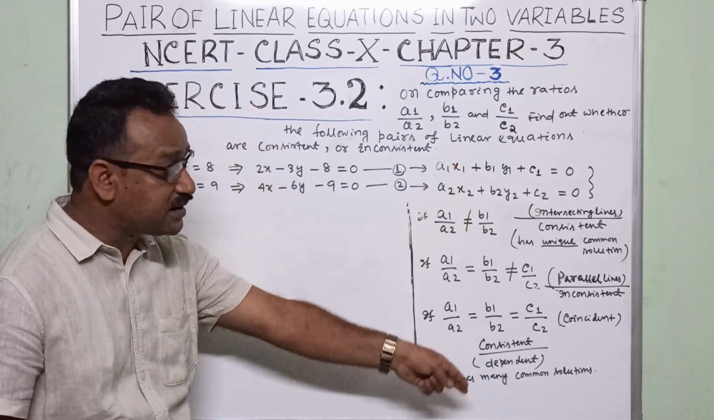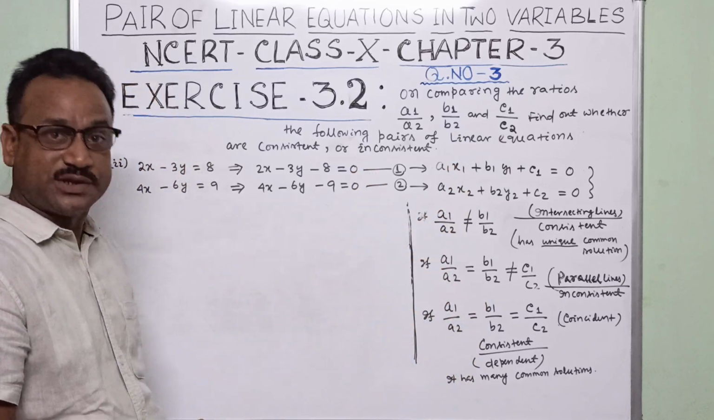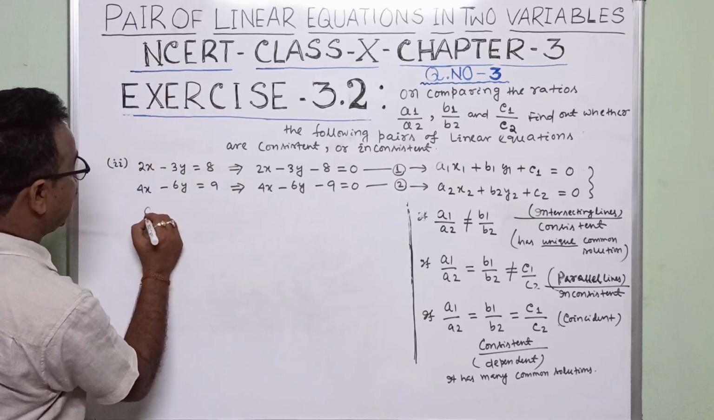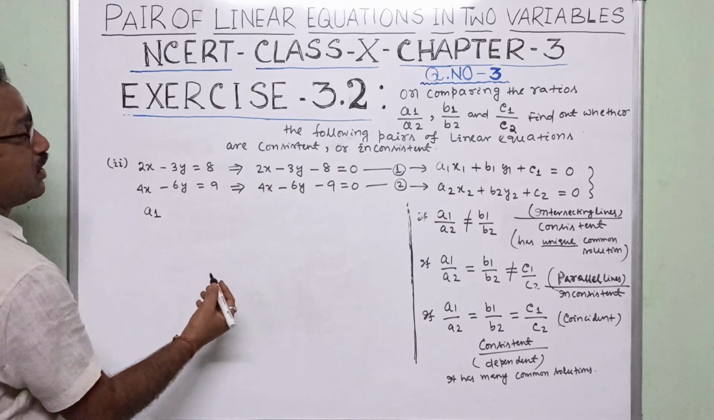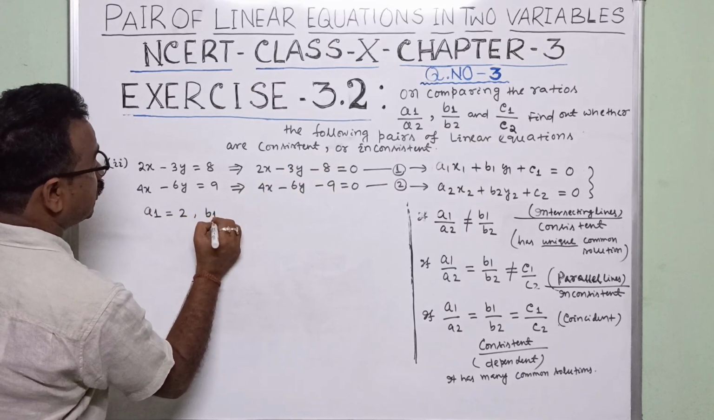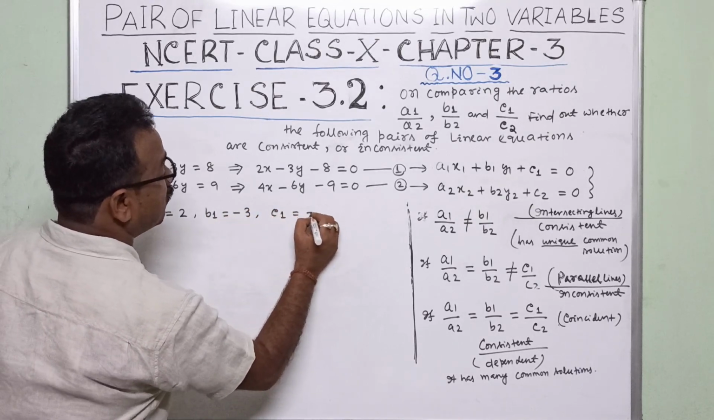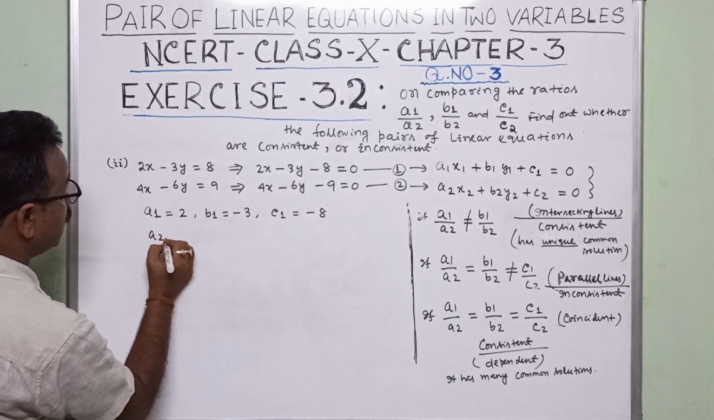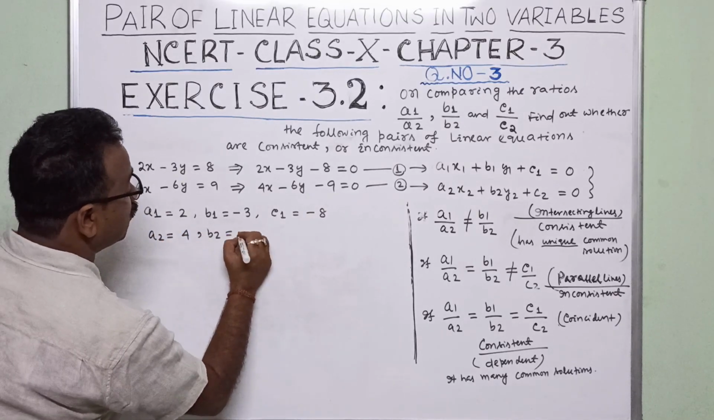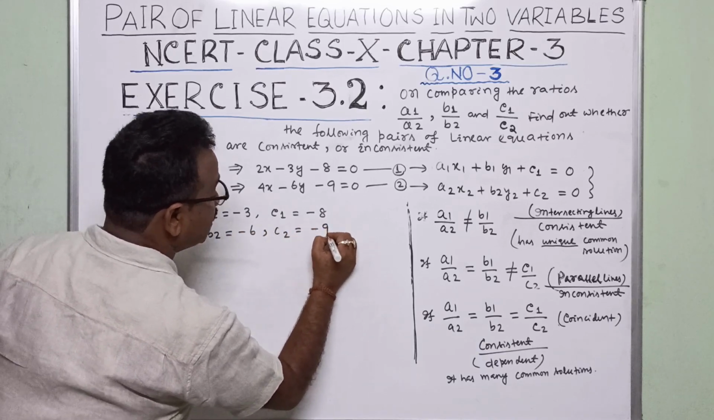Conditions already I have written, already I have explained it. So now finding the value of a1, b1, c1, a2, b2 and c2. See, comparing with this, what are we getting? a1 is equal to 2, b1 is equal to minus 3, c1 is equal to minus 8, a2 is equal to 4, b2 is equal to minus 6 and c2 is equal to minus 9.